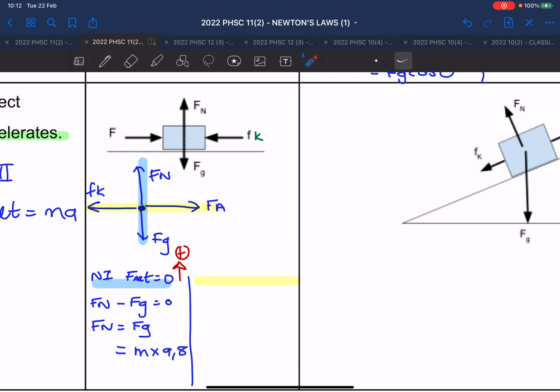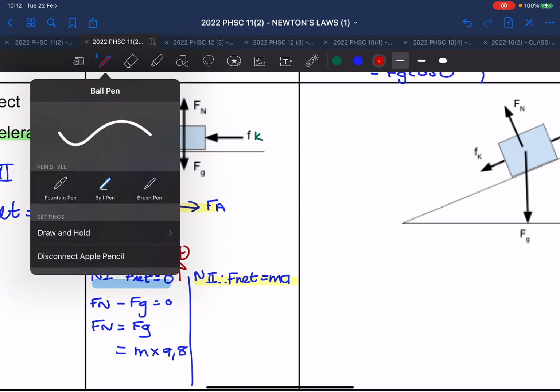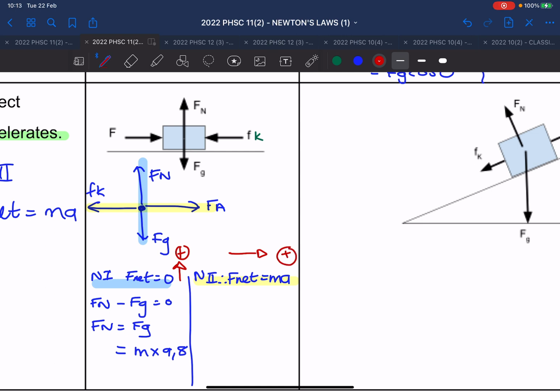Okay, then if we look at the yellow forces, the horizontal, which law are we going to look at? Why? Because it's accelerating. F net is equal to m times a, the mass times acceleration. Now, because it's accelerating to the right, it's being pushed to the right, we're going to choose to the right to be positive. So you have Fa minus Fk equals m times a.